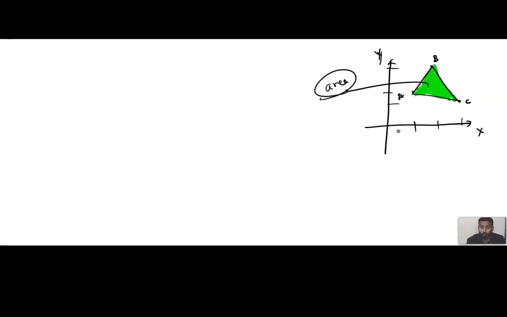But what we know? We know the coordinates. Some A coordinates will be there, some B coordinates will be there, some C coordinates will be there. X and Y values will be there, right? See, this is X and this is Y. A, X comma Y values will be there. B, X comma Y will be there. It means that we are going to use the formula. Are you getting my point, children?